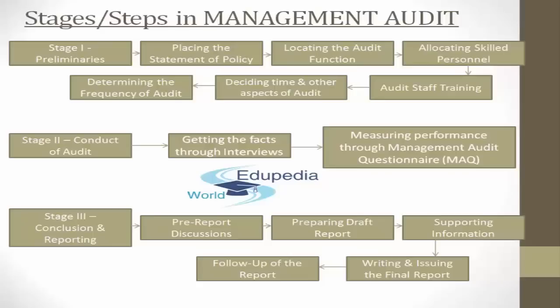So that was stage one: preliminaries, then placing the statement of policy, locating the audit function, allocating the skilled personnel, providing them the requisite training, deciding time and other aspects of audit, and finally concluding the first stage with determination of the frequency of audit. Perfect, guys.